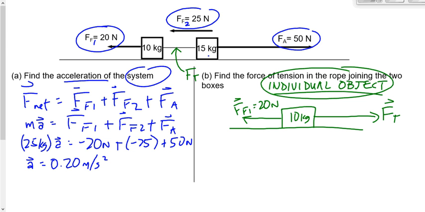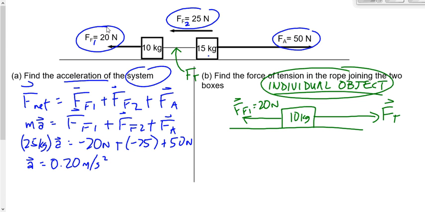Think about this. If we apply a force of 50 newtons to the right on the system, in order for the 15 and the 10 to both move to the right, there has to be something pulling on the 10. And that's the force of tension the 15 is pulling on the 10 with. Now, we're not going to include the 25 newtons here, because although that's a force acting on the system, it's acting directly on the 15 kilogram object, not the 10. The 50 newtons is also acting directly on the 15, not the 10.